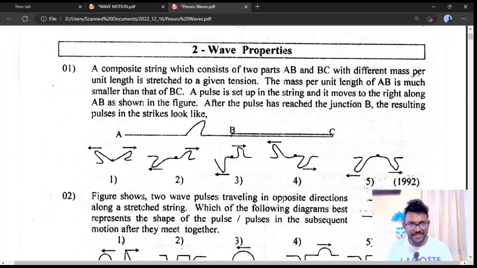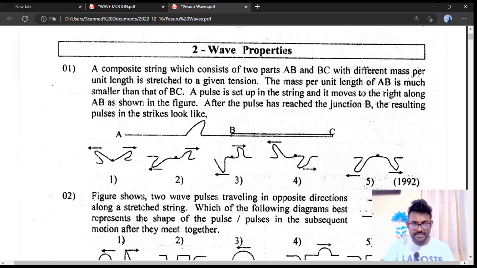Let's try that question. Yeah, a composite string which consists of two parts, AB and BC, with different mass per unit length, is stretched to a certain tension, right? The mass per unit length of AB is much smaller than BC. Now BC is kind of a rope that has a higher mass than AB, right? BC has the highest mass per unit length compared to AB.